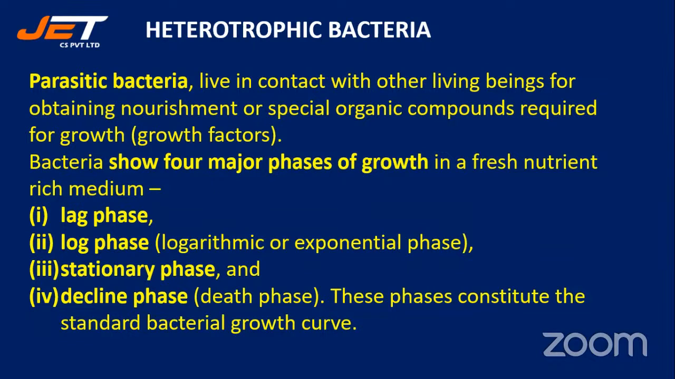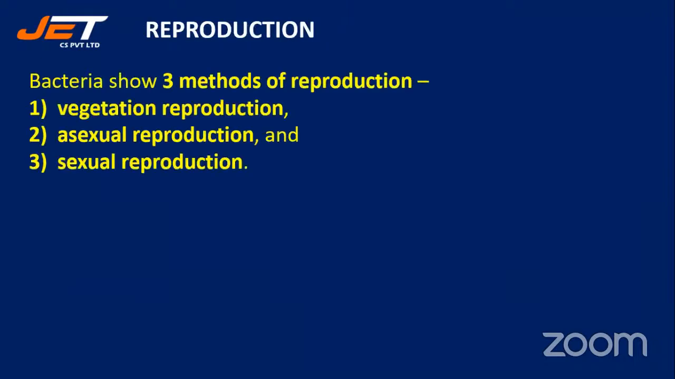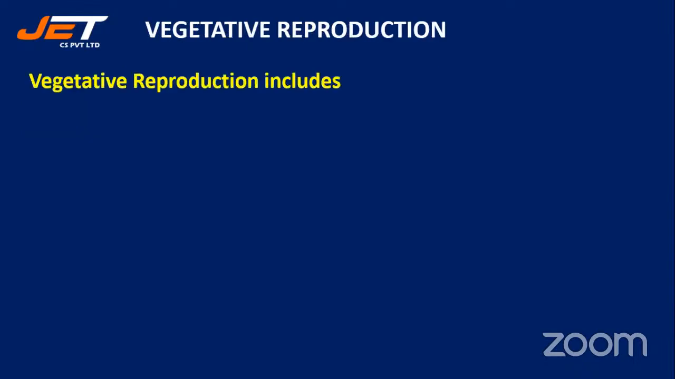Is this part clear? So the parasitic bacteria live in contact with other living beings, obtaining nourishment or special organic compounds required for growth. Bacteria have four major phases of growth in a fresh nutrient medium: lag, log, stationary, and decline. Lag phase is just growing. Logarithmic phase is the exponential phase, then the stationary phase, and the decline phase. Okay. And there are three methods of reproduction: vegetative, asexual, and sexual.